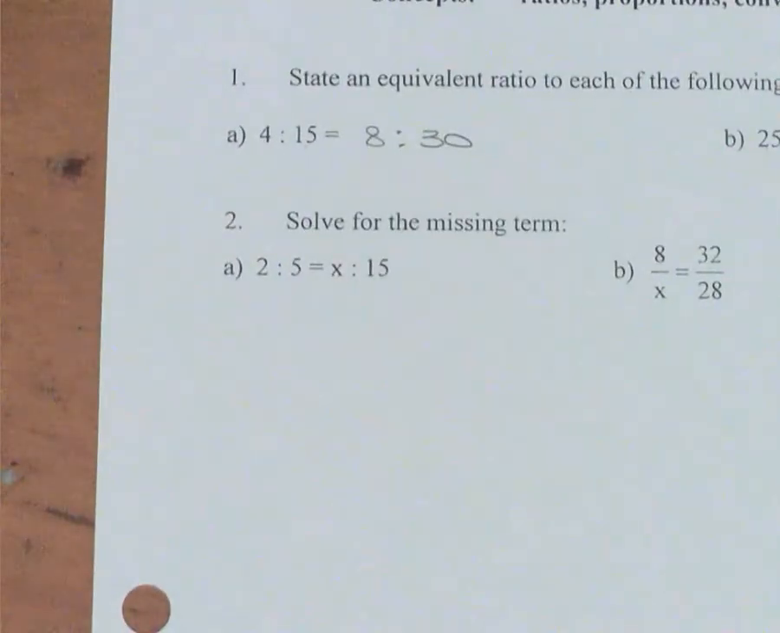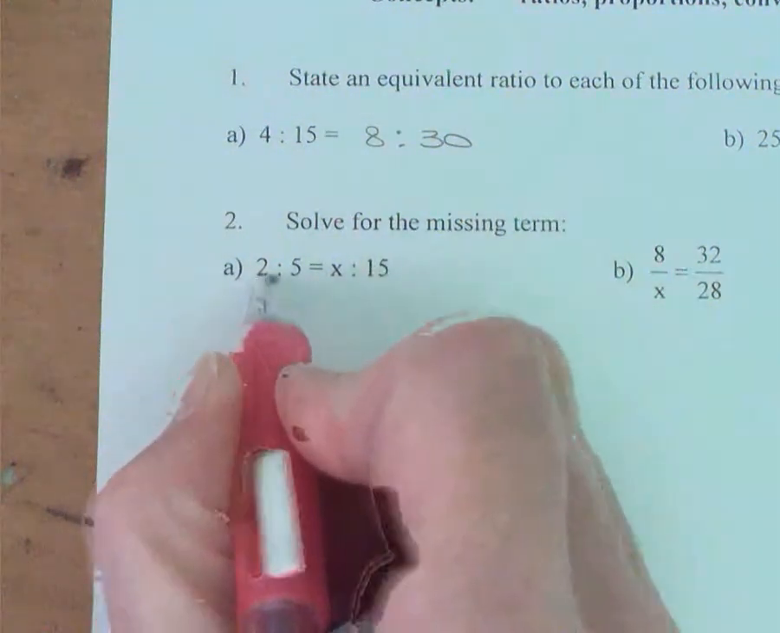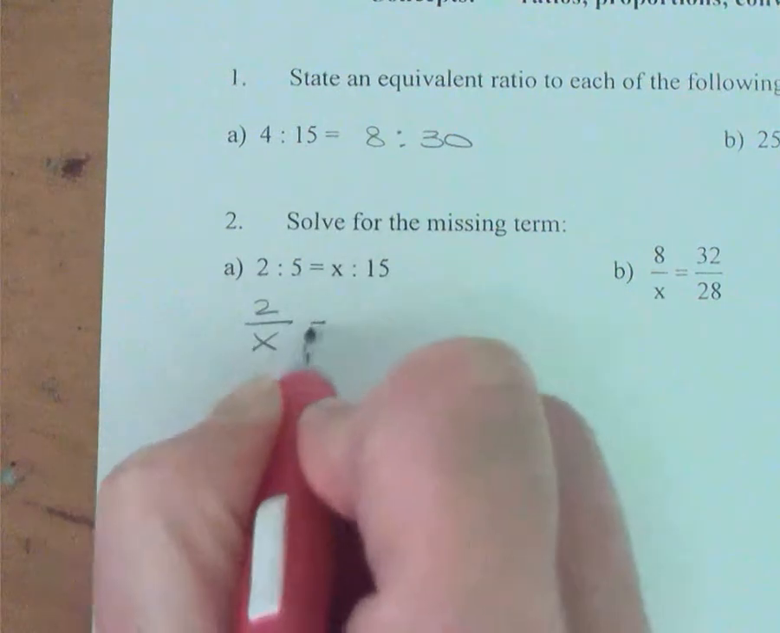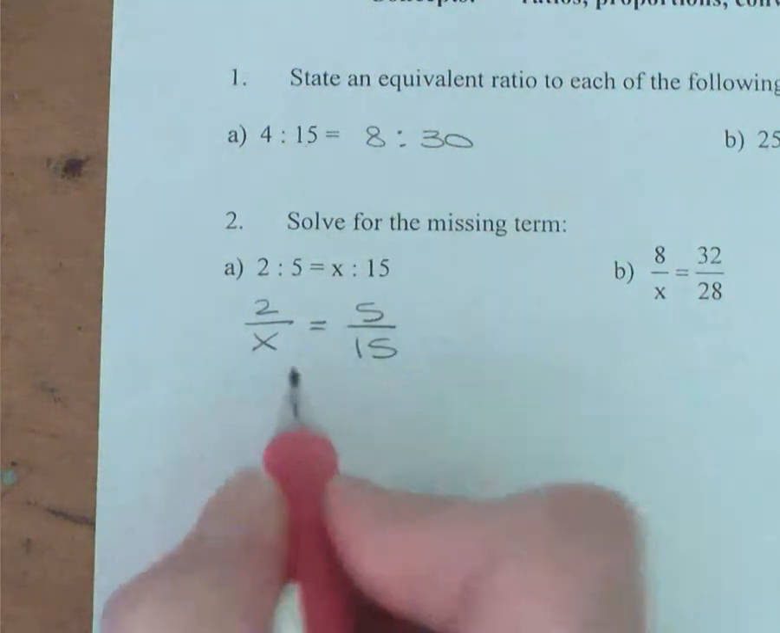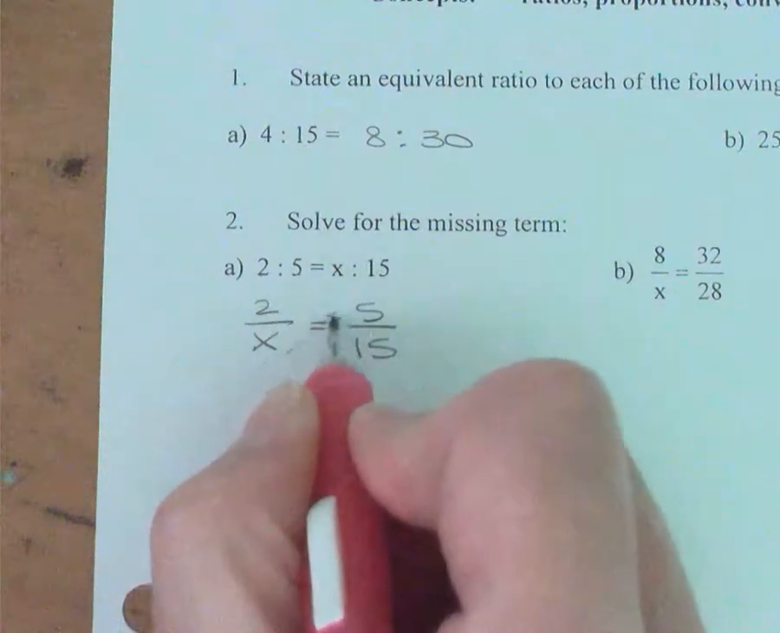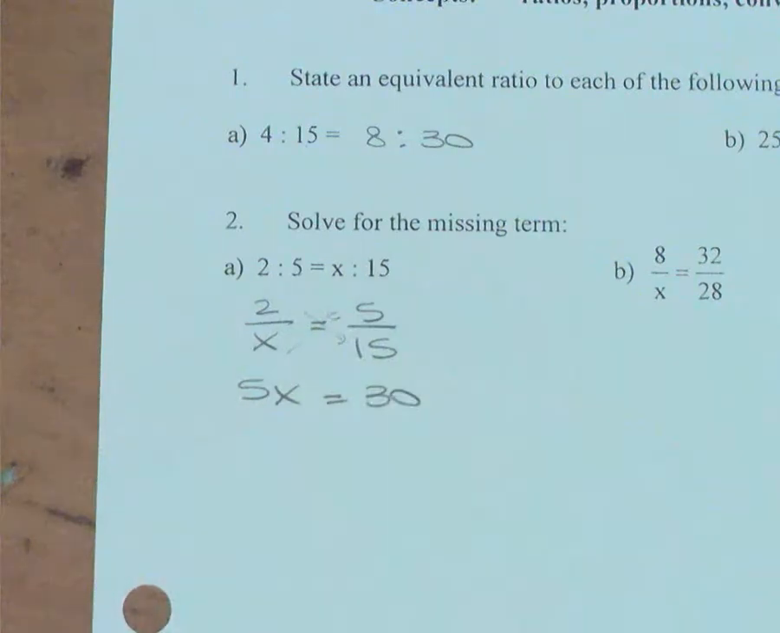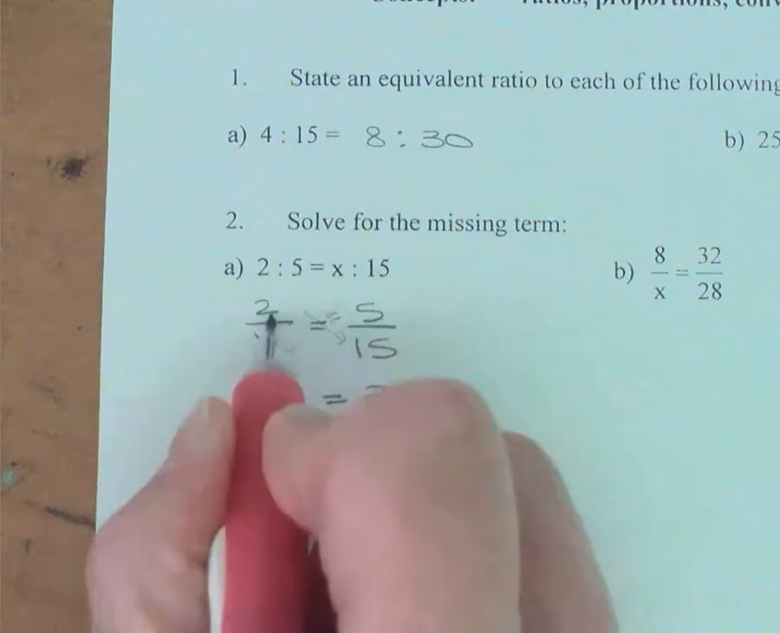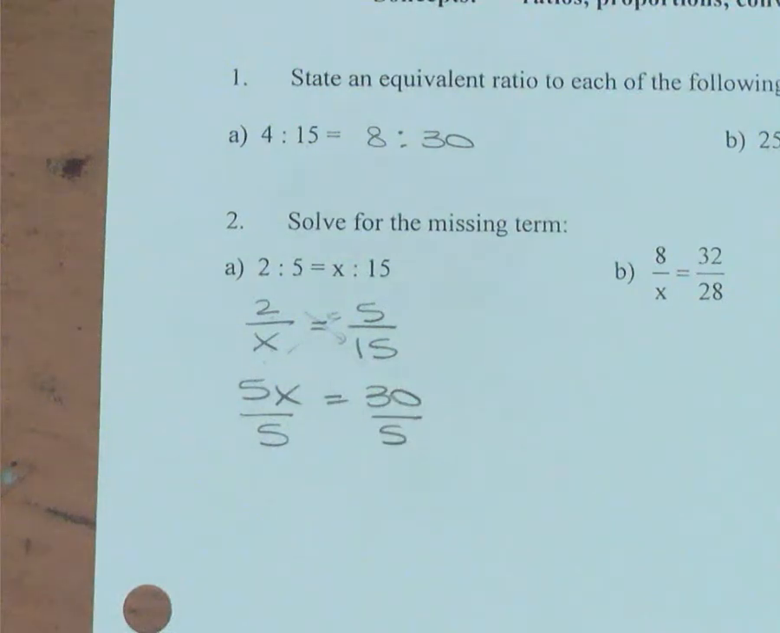Now I want to solve for the missing term in the following proportions. So I'm going to put 1 over 1 and 2 over 2. So this would give me 2 over x is equal to 5 over 15. Because I have one fraction equals another fraction, I can cross multiply. I'm going to get 5x is equal to 30, because I multiplied x times 5 and 2 times 15. I can divide both by 5, and x is 6.